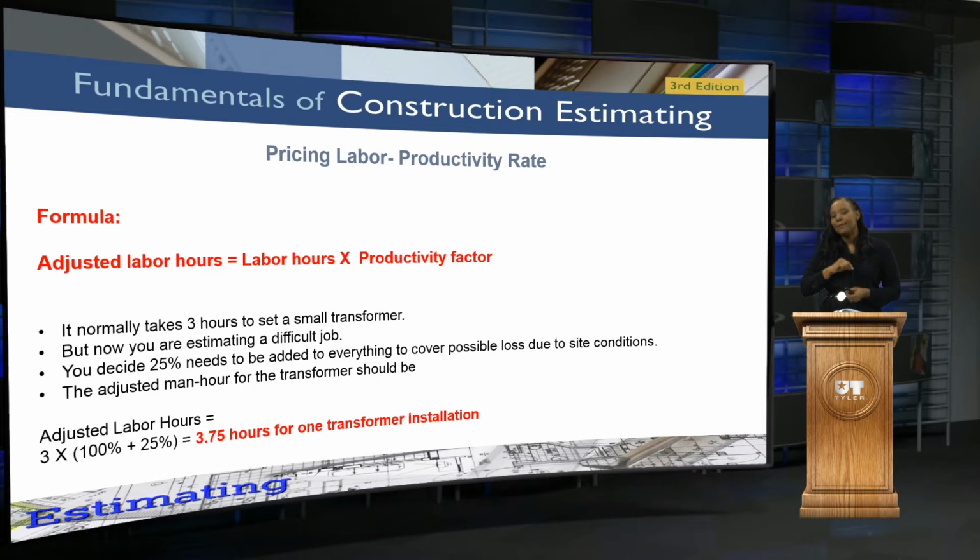And then you decide, well, because of that, and because I feel as though there are going to be some issues that come up that maybe I'm not familiar with, I'm going to add 25% to make sure I've covered all the possible losses that I might have with this particular project or the site conditions. And then you have the adjusted man hours for the transformer. I would have 3 times 100% plus that added 25%. It gives me 3.75 labor hours instead of the typical 3 labor hours. Okay, so that gives you a little bit of a buffer there.